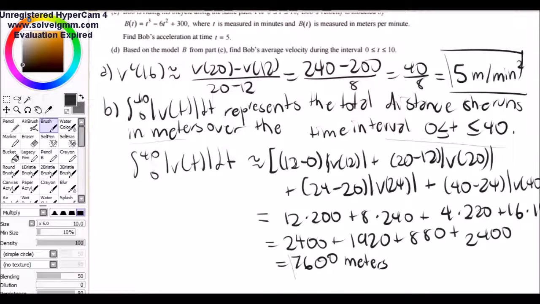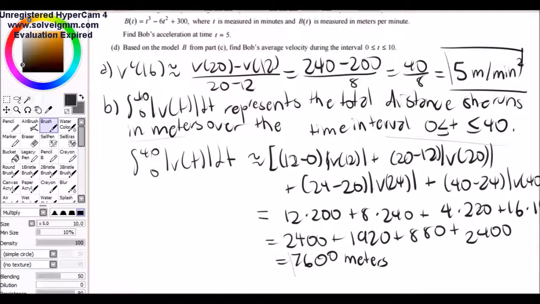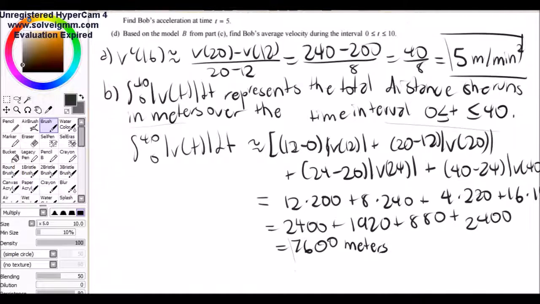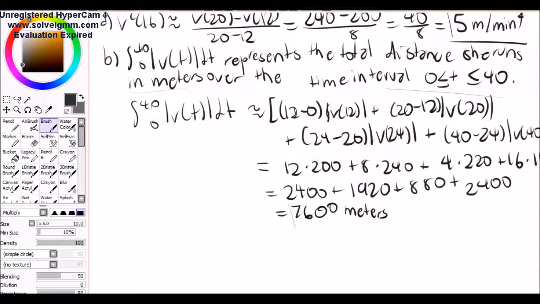For part C, we are introduced to Bob, who is riding his bicycle along the same path, and his velocity is modeled by the function b(t), where t is also measured in minutes and b(t) is measured in meters per minute. They want us to find Bob's acceleration at time t equals 5.